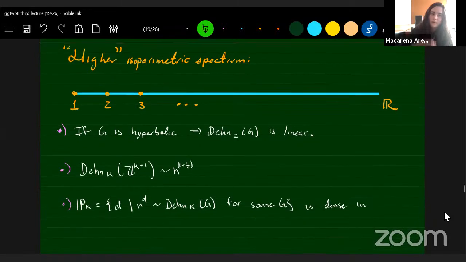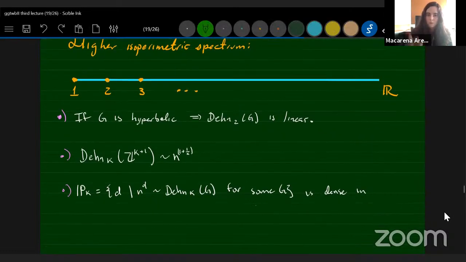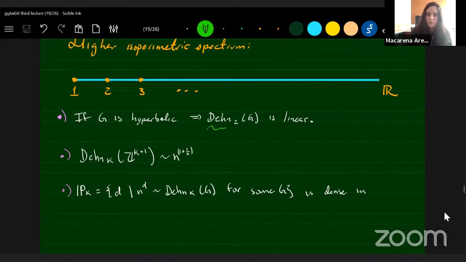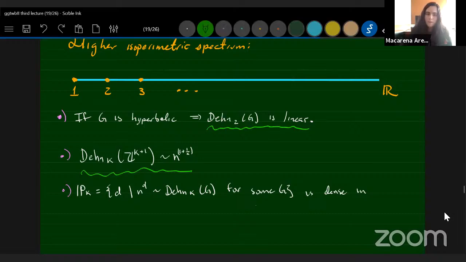Now we have a version of the isoperimetric spectrum, which we discussed, for the higher isoperimetric functions. So if a group is hyperbolic, its second order Dehn function is linear. And we also know, for instance, that the kth order Dehn function of Z to the k plus 1 is of growth type n to the 1 plus 1 over k.